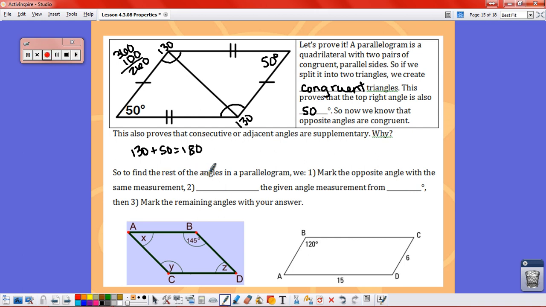So to find the rest of the angles in a parallelogram, we mark the opposite angle with the same measurement, subtract the given angle measurement from 180 degrees, then mark the remaining angles with their answer. So first I say this has to be 145. Then I say 180 minus 145 is 35. So this has to be 35, and this has to be 35. Here, 120, the opposite one is the same. 180 minus 120 is 60, and the opposite angle is the same.